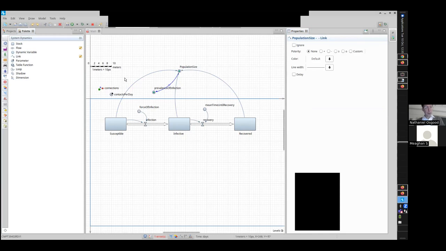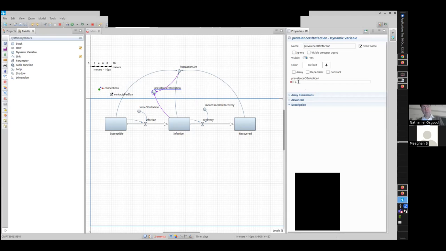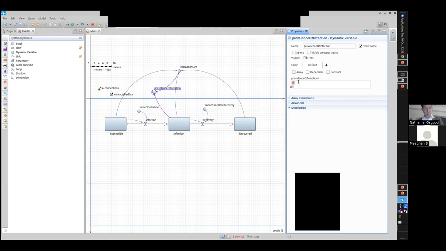So it depends on the population size, but what else does it depend on? Number of infections. Good. Okay, so give me the formula for it. Yeah, good. Infective divided by population size, right? Good.